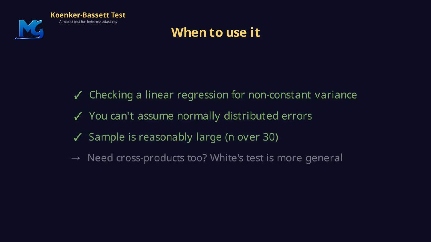Use it whenever you're checking a regression for non-constant variance and can't assume normal errors. It's the robust upgrade to the classic Breusch-Pagan test. For more general patterns, White's test casts a wider net.